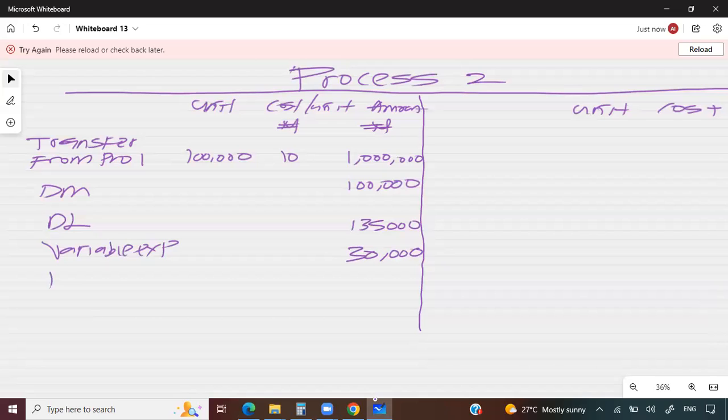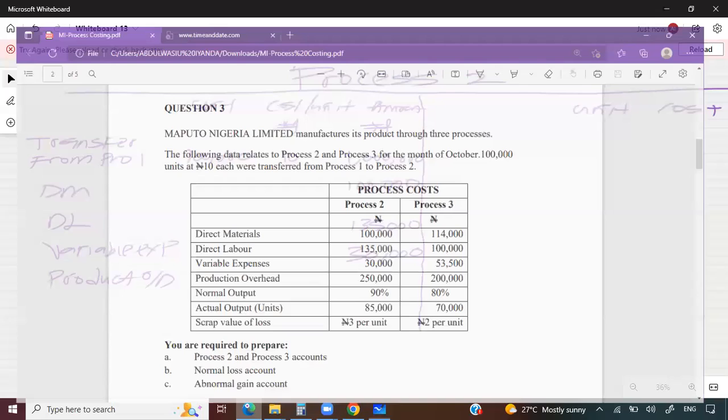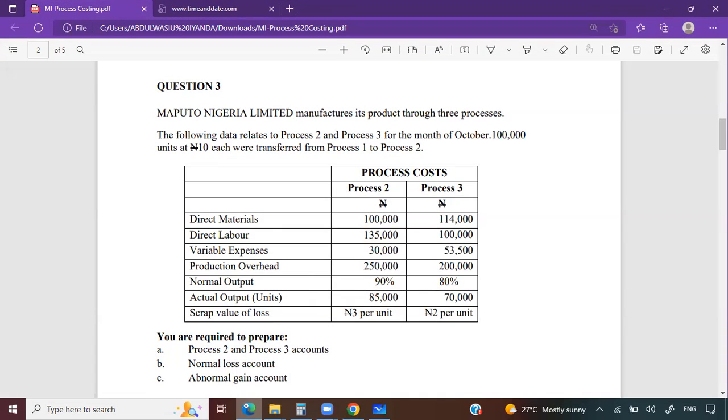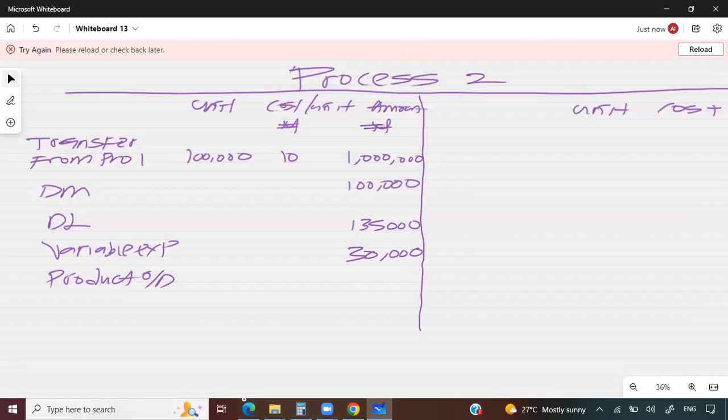Then I also have production overhead. My production overhead is 250,000.